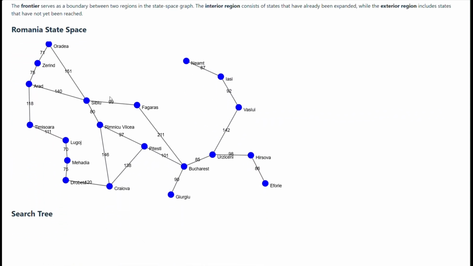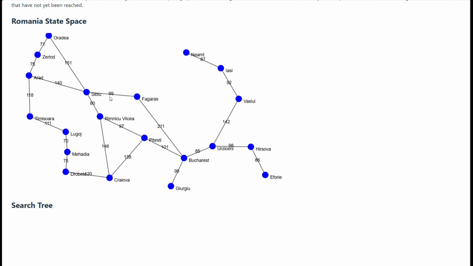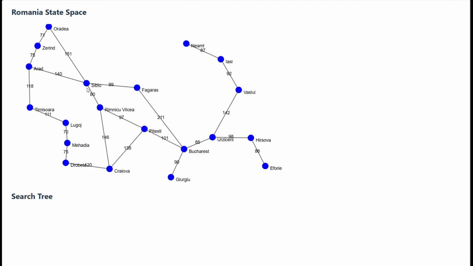Okay, so what is a state space exactly? Let's say we have the cities of Romania plotted in front of us, where each city is represented by a dot, and each city is connected to its neighboring city through a line. So a dot right here in the state space represents a state, and the line represents an action. An action is basically what you do to transform between one state to another.